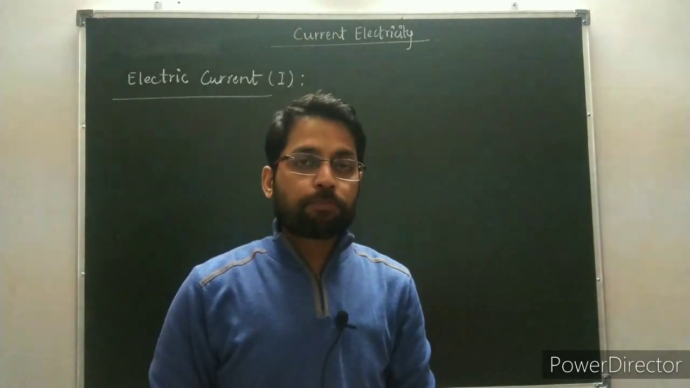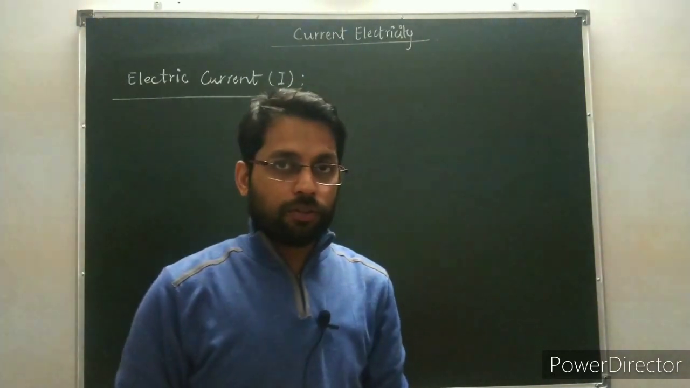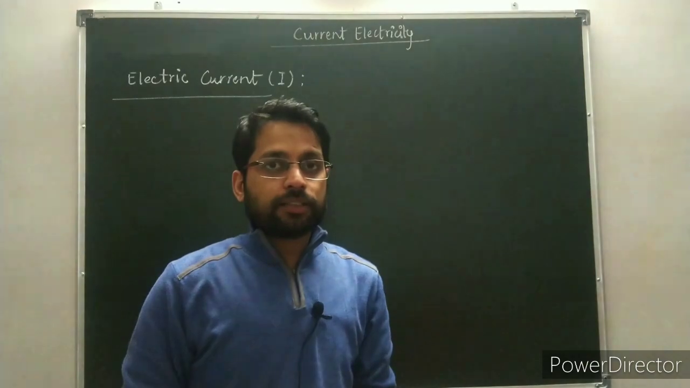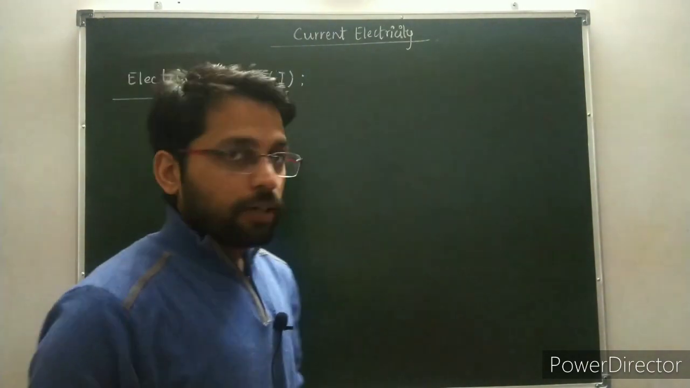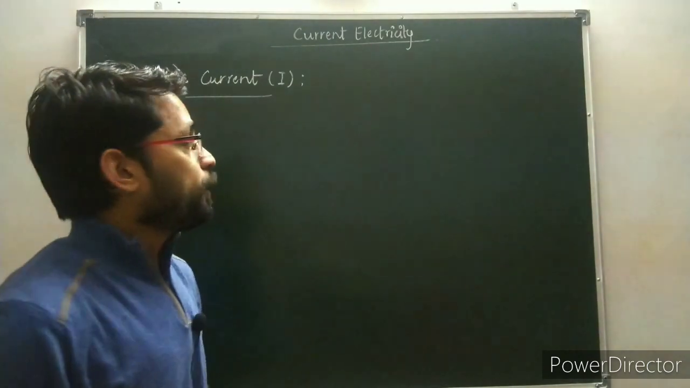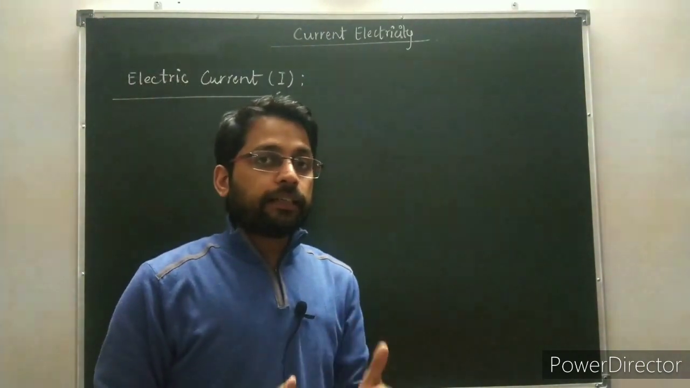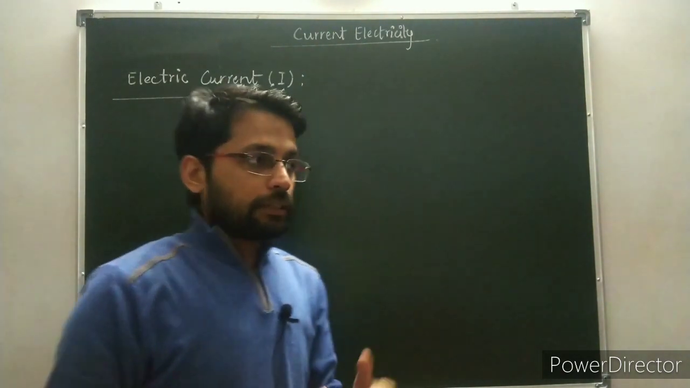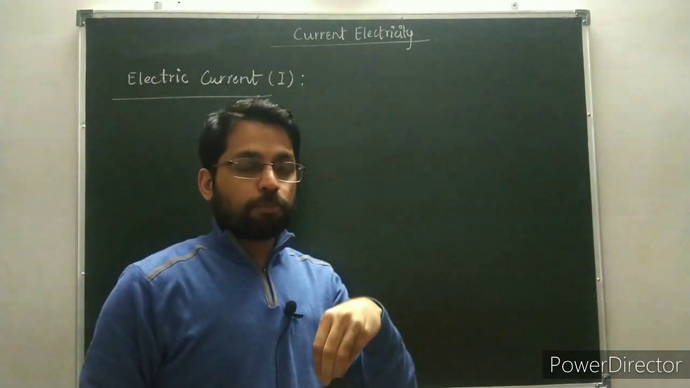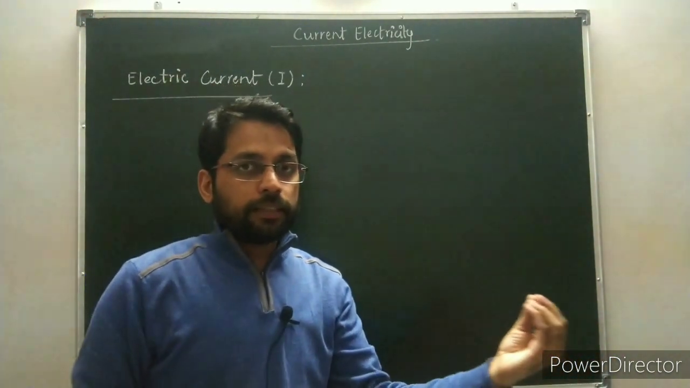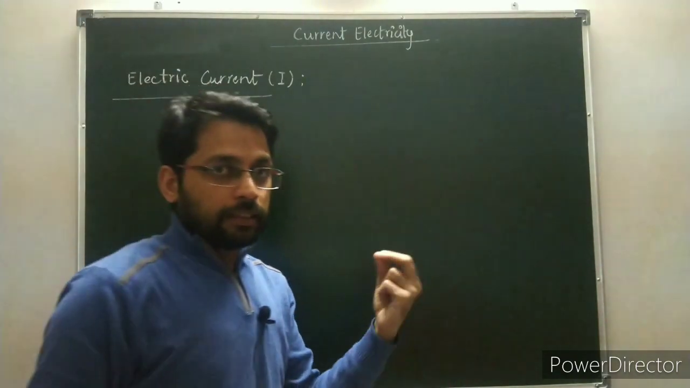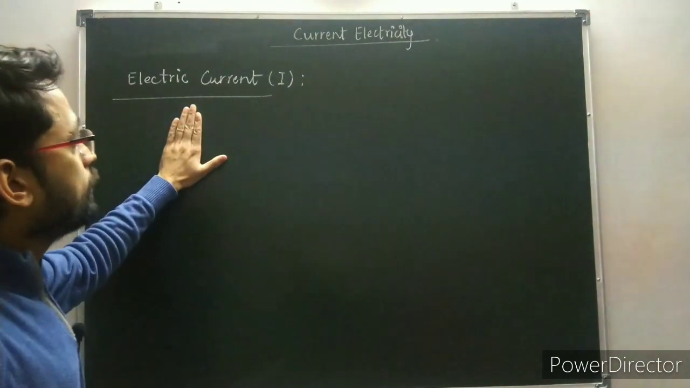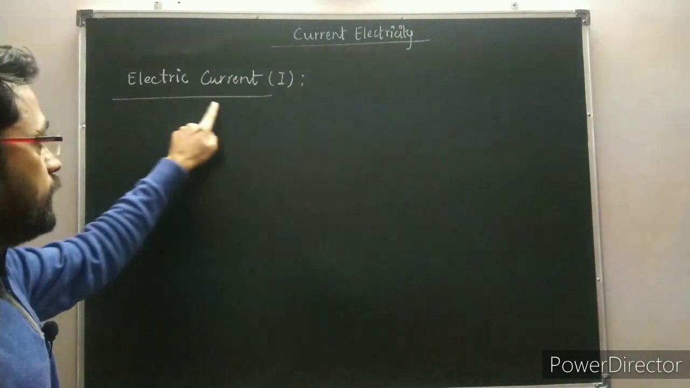So far in this chapter, we have discussed the first phase, that is static electricity, that deals with the charges at rest. Now come to the second phase, that is current electricity, and current electricity deals with the charges in motion. When charges are moving from one point to another, then we say that current electricity. So the first term that associates with current electricity is the electric current.